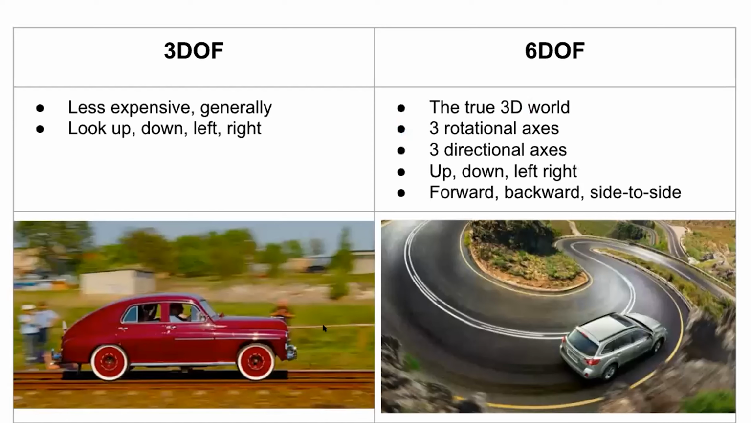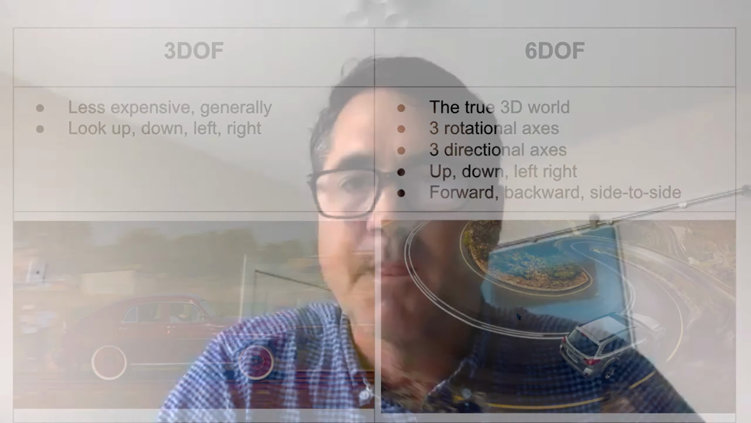So in other words, you can not only look up and down and left and right, but you can move around the space. So for example, if you look at the car on your left, you can see that it is tethered to rails. So that car can only go where those rails go. And that's essentially 3DoF. With 6DoF, you have the freedom to move wherever you choose. And that's the beauty of it. So for example, if you are engaging with a human heart, you can step inside that human heart. And that makes a big difference.